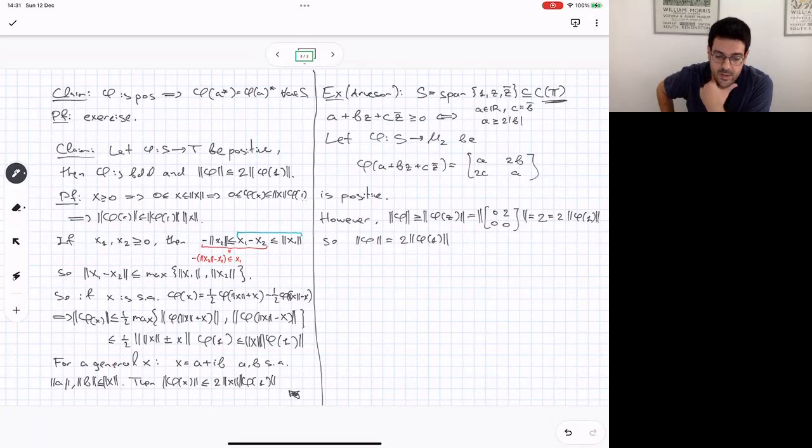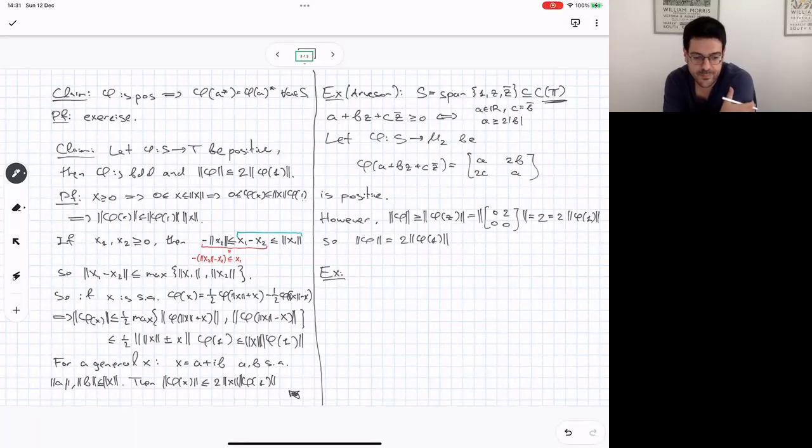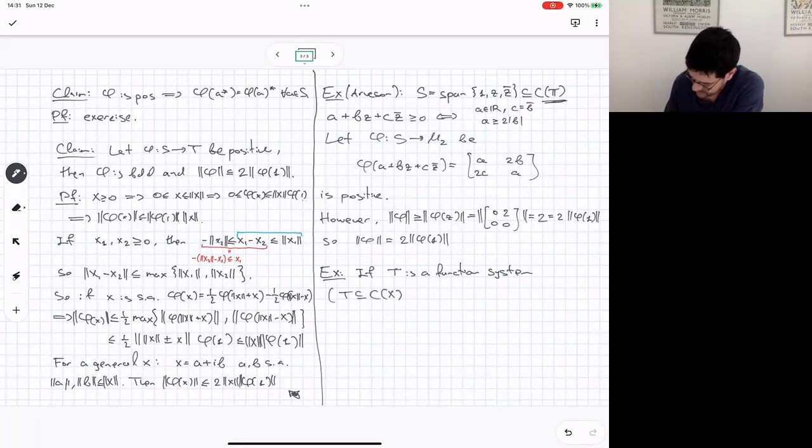Okay, now, let me give you an exercise. I think this was one of the exercises that Alon mentioned before. If T is an operator system, well, not exactly what he mentioned before, but similar in fact. That is to say that T sits inside a C*-algebra like this, C of X.